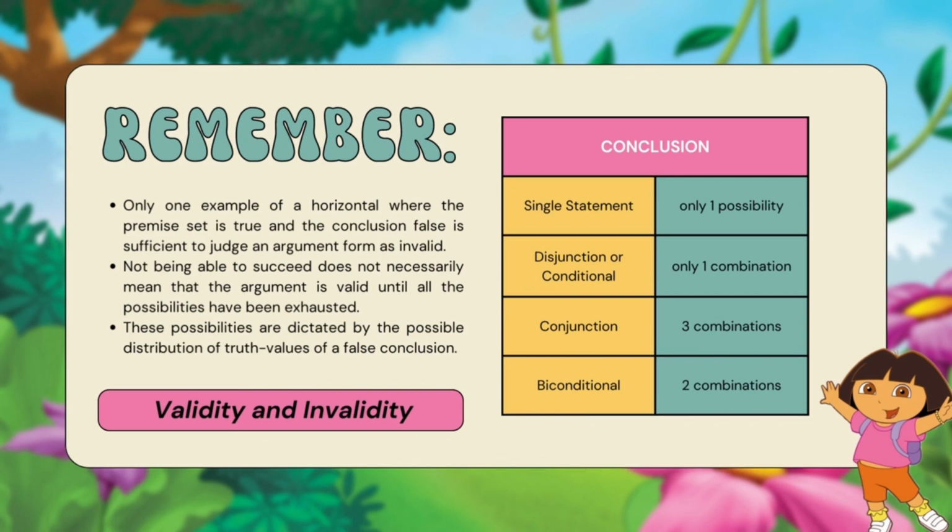But not being able to succeed in doing so does not necessarily mean that the argument form is valid until we have exhausted all the possibilities. These possibilities are dictated by the possible distribution of the truth values of a false conclusion. If the conclusion is a single statement, it has only one possibility. If the conclusion is a disjunction or a conditional, then there is only one possible combination of truth values to make it false. However, if the conclusion is a conjunction, it has three combinations, and if it is a biconditional, it has two. If you understand the discussion, say, argument.